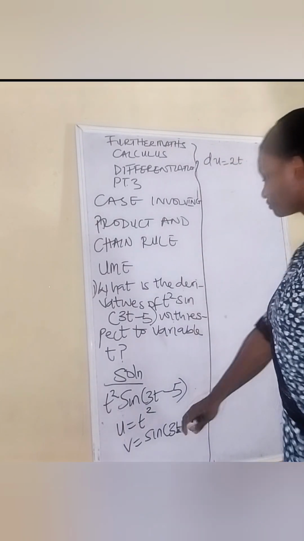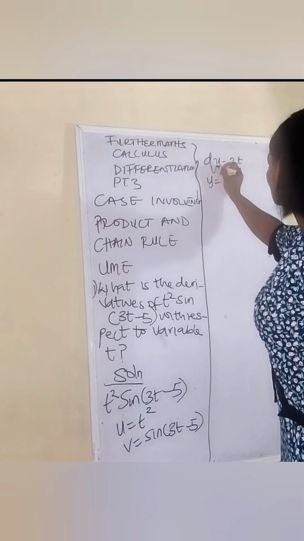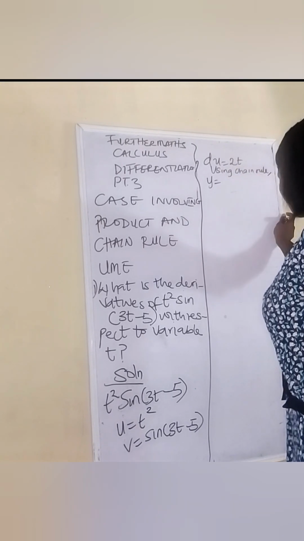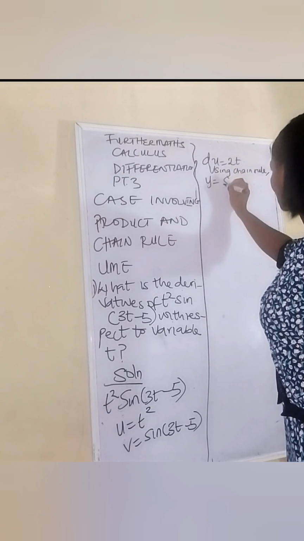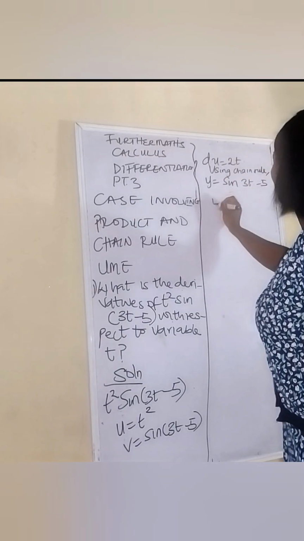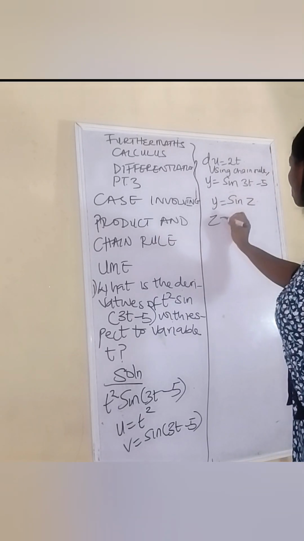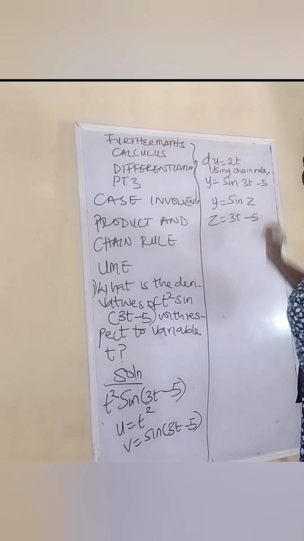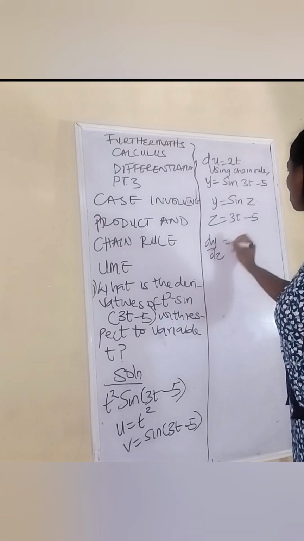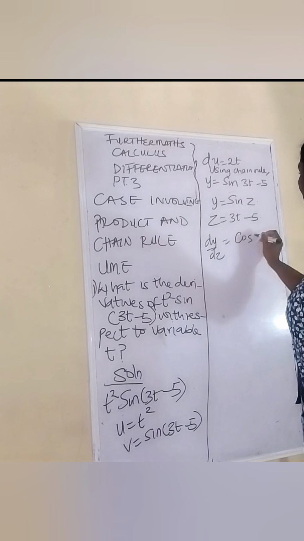So now I want to focus on this v. We'll be using what? Chain rule. So y equals sine 3t minus 5. Have you seen that now? So y equals sine z. You understand? So our z is what? 3t minus 5. Using chain rule, dy dz will give us, when you differentiate sine, you get cos, and when you differentiate z, it is 1. So that shows we have cos z.